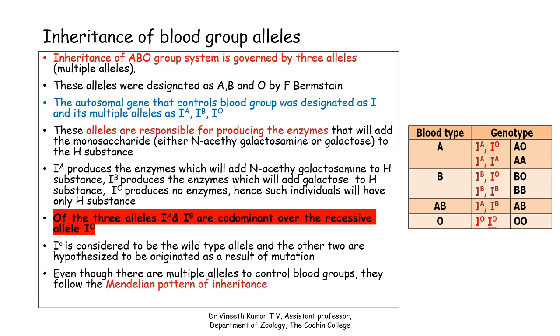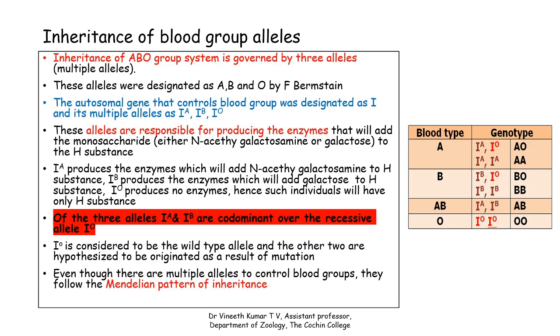These alleles are responsible for producing, as we discussed in the previous session, the enzymes that add the terminal monosaccharide, either N-acetyl galactosamine or galactose, to the H substance. Here the IA allele produces the enzyme which will add N-acetyl galactosamine to the H substance, and IB will produce the enzyme that will add galactose to the H substance at the terminal end.